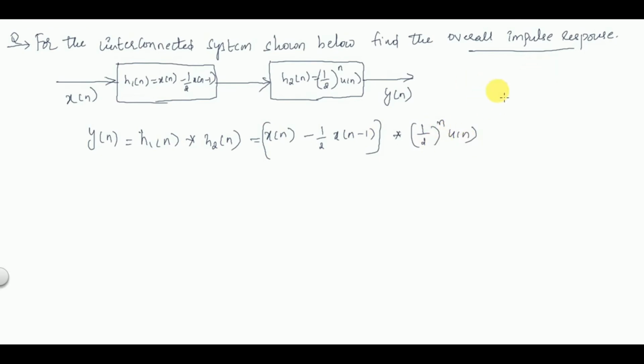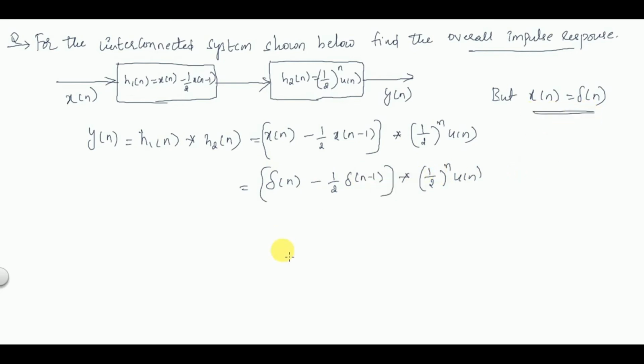And you are finding the impulse response, so x of n is equal to del of n. So del of n minus 1 by 2 into del of n minus 1, convolved with (1 by 2) whole power n into u of n. Wherever x of n is there, you have to substitute del of n. So it can be split into two parts.